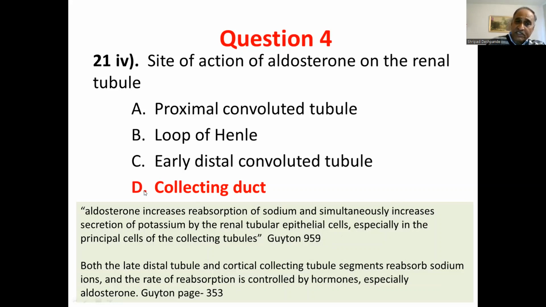The correct response is D, collecting duct. It's not the early distal convoluted tubule. It's not the loop of Henle. It's not the proximal convoluted tubule.